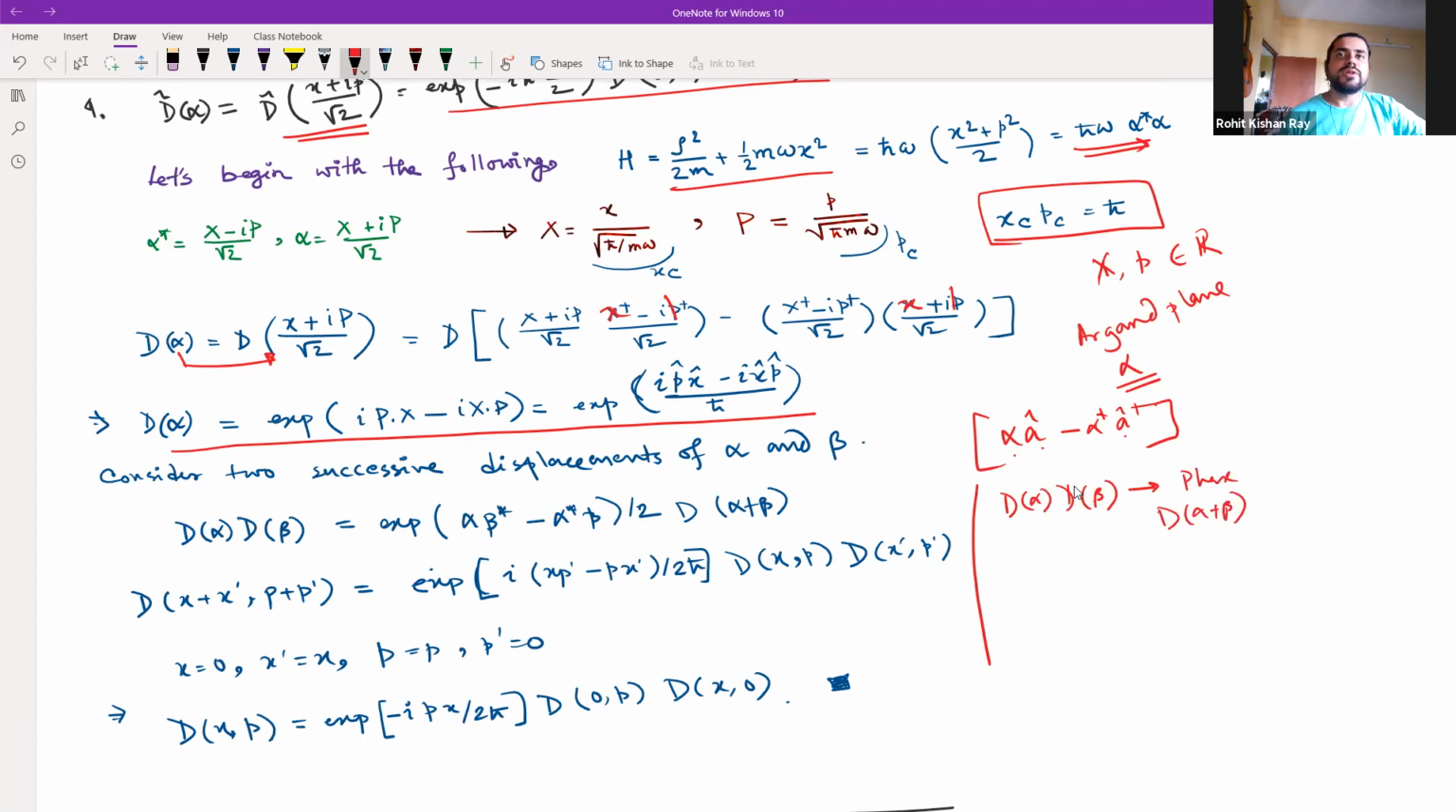So we can invert it, right? We can take D alpha of beta and write it in the form of some phase and P alpha. So that is what is being done here.